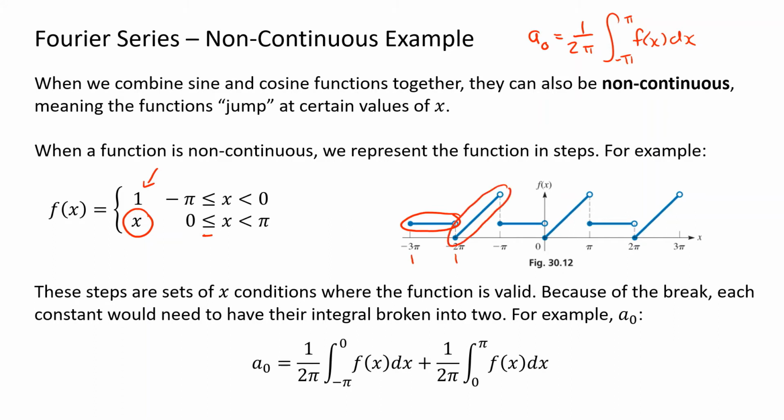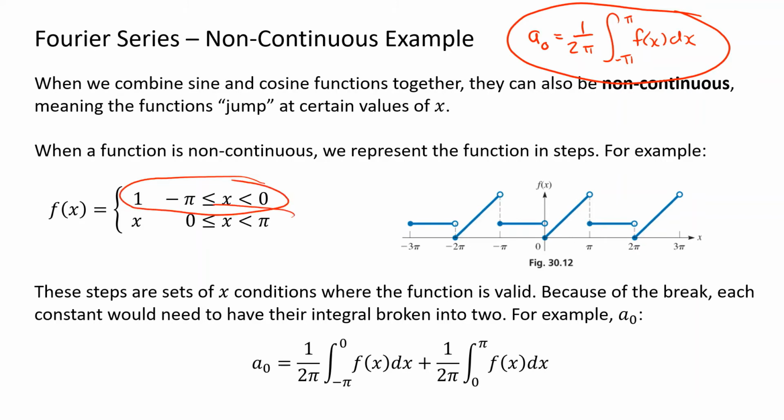and f of x equals x, where x will just end up showing a straight line moving towards the top right of our page. So with that, what happens is instead of having one integral from negative pi to pi, you have to break it up into two integrals. And each integral will represent one of these functions. We'll go through an example on the next page, but you have to break it up into two integrals.